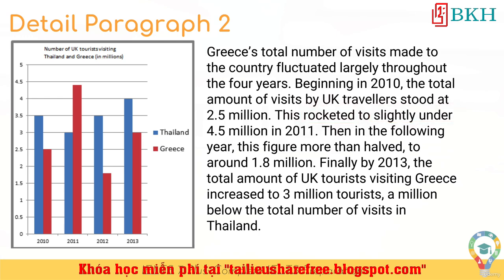Importantly, I then described the next decrease with the phrase "more than halved". If you can do this by saying halved, quartered, or use percentages such as 50%, 30%, and you can use them accurately, it shows the examiner that you have a lot of confidence and fluency in English. And quite simply, to finish my report, I gave the final figure for UK tourists in Greece and made a quick comparison between Greece and Thailand.